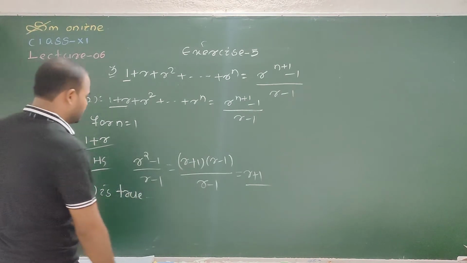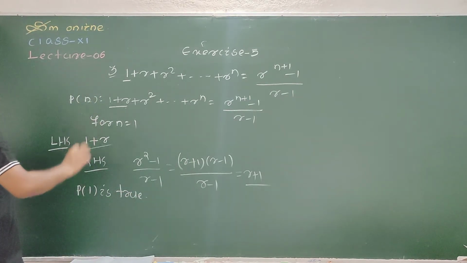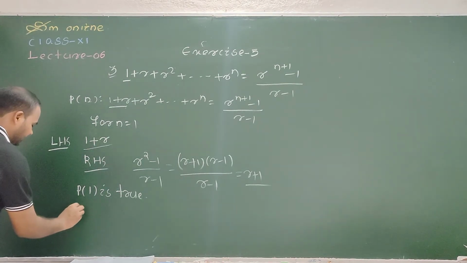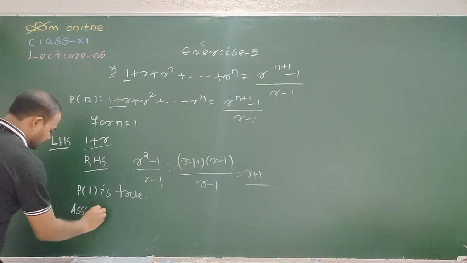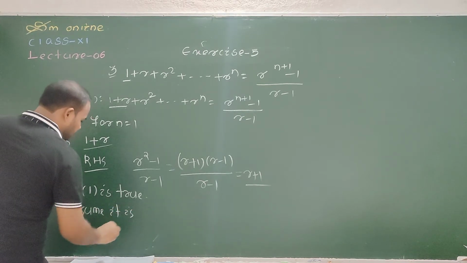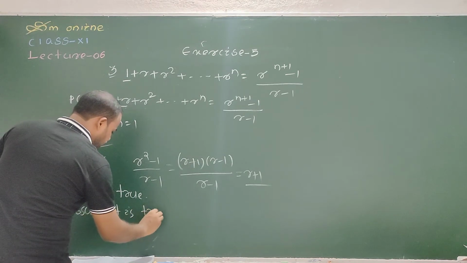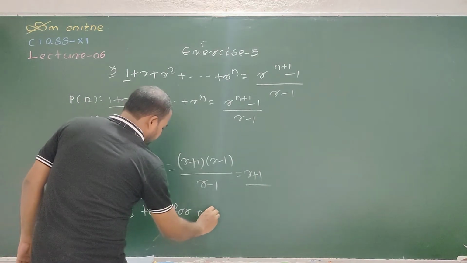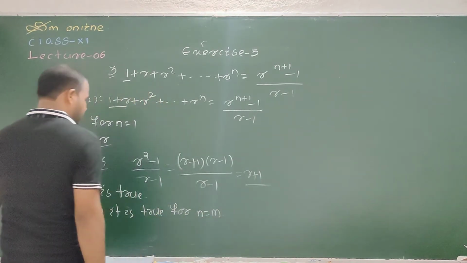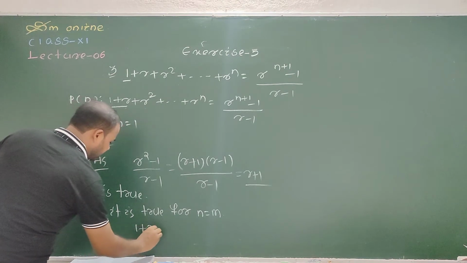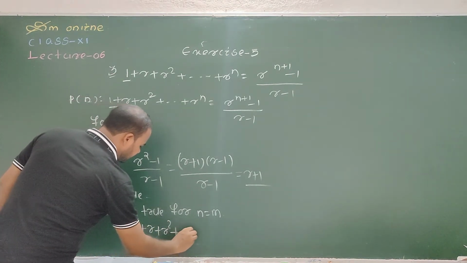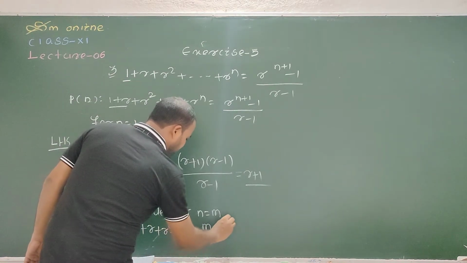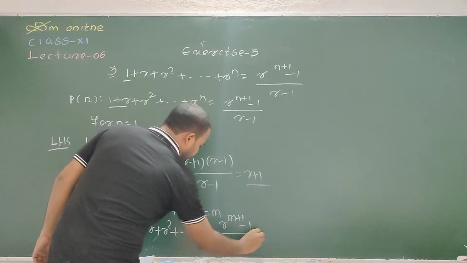Okay, now assume it is true for n equal to m. So this is 1 plus r square plus r to the power m equal to r to the power m plus 1 minus 1 by r minus 1.